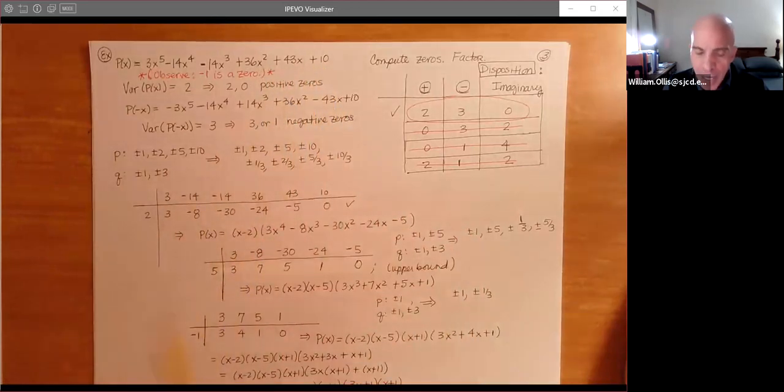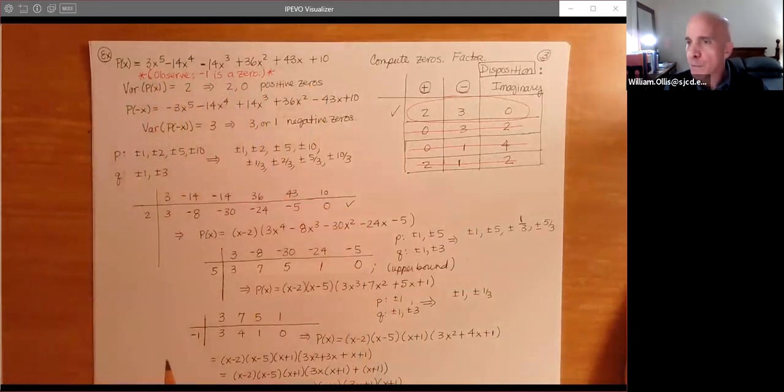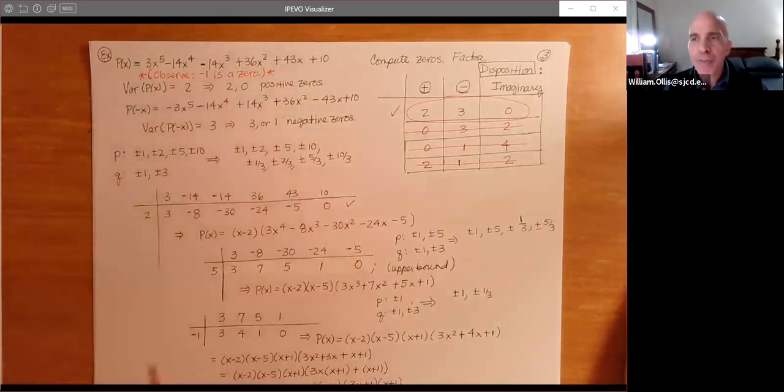Now, when you look at that, notice under here in red, I actually worked this problem two different ways, but I said observe -1 is a 0. If you check the coefficients, it's usually pretty simple to figure out when 1 is a 0, because of course all the coefficients would add to 0. And if -1 were a 0, as long as you flip the sign of the odd powers.